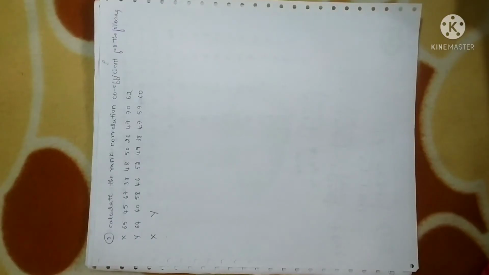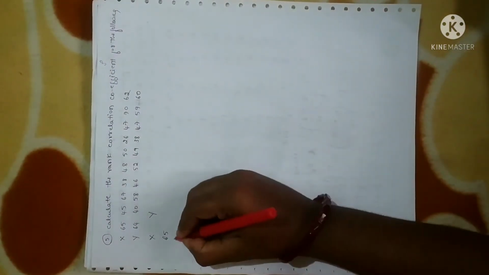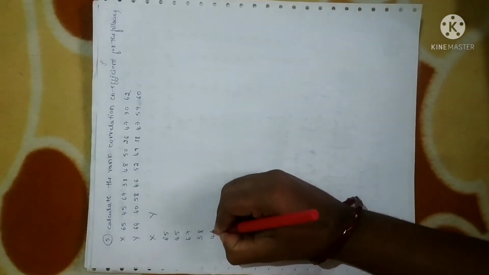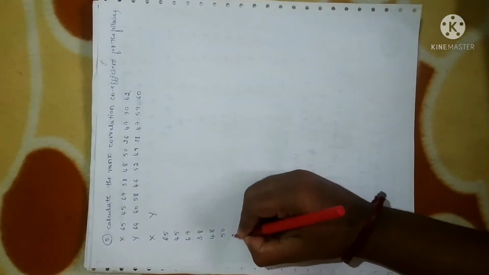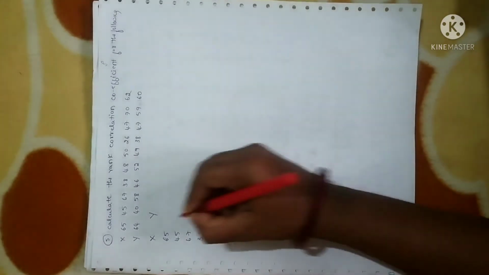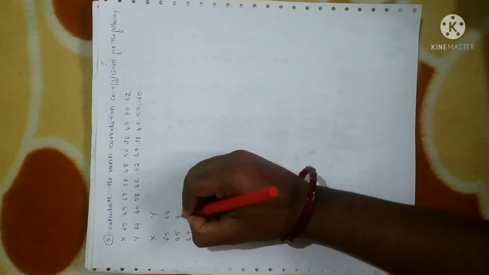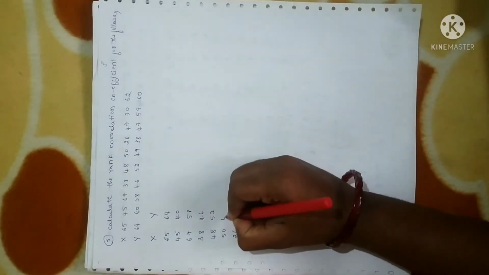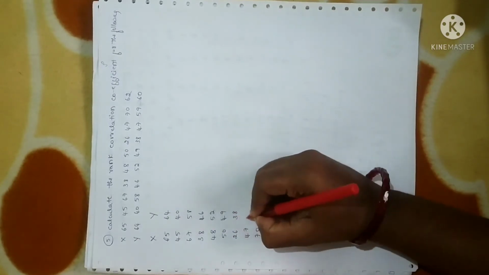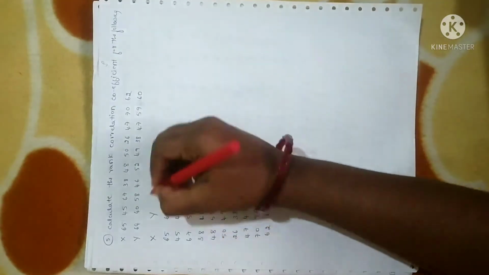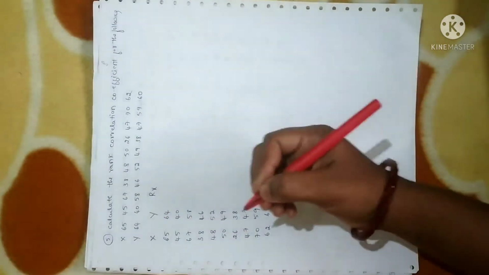Fine. First write down the x and y values as given in the problem. x: 65, 45, 67, 38, 48, 50, 26, 47, 70, 62. y: 64, 40, 58, 46, 52, 49, 38, 47, 59, 60. Now we have to locate the ranks for the variable x.